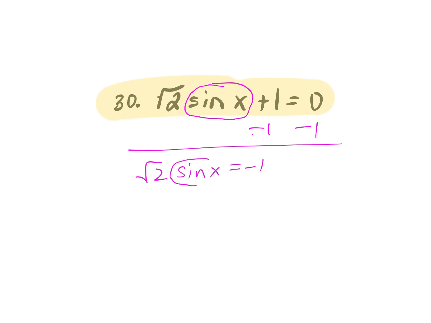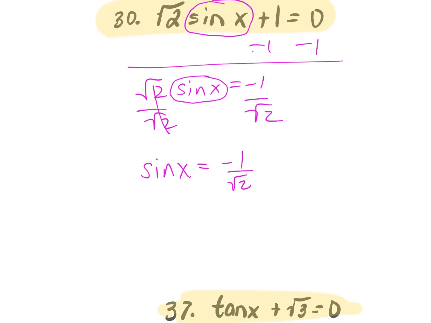I want the sine of x by itself. Some people ask, oh, so I square both sides? No. Get the square root to go away. How do I move it to the other side? Divide by the square root of 2. So sine x equals negative 1 over the square root of 2.